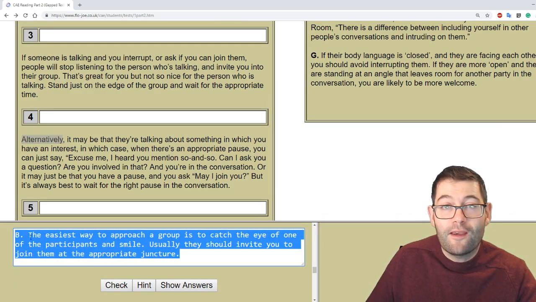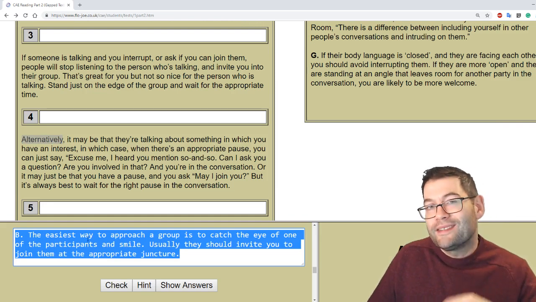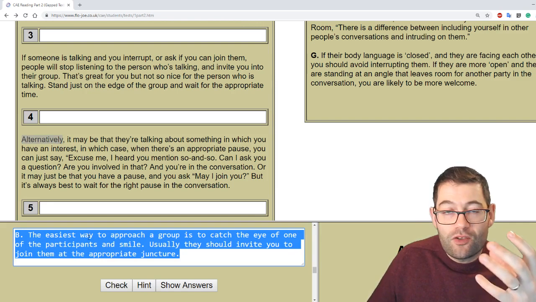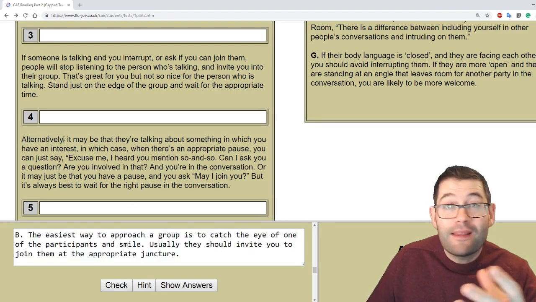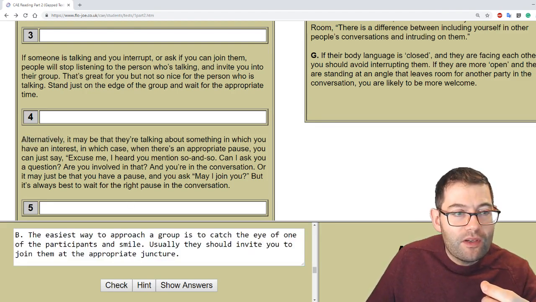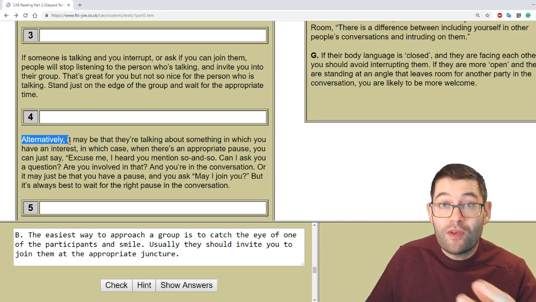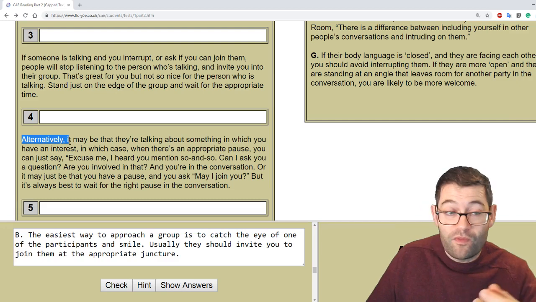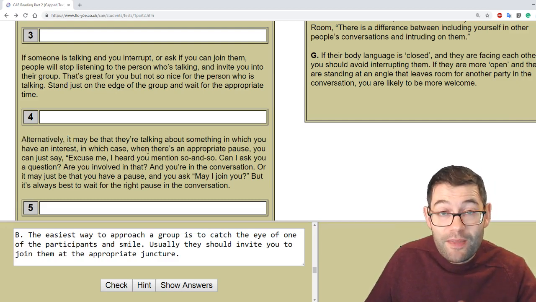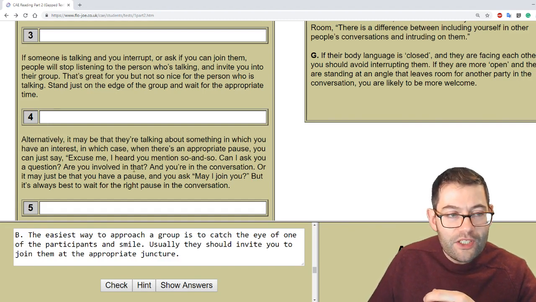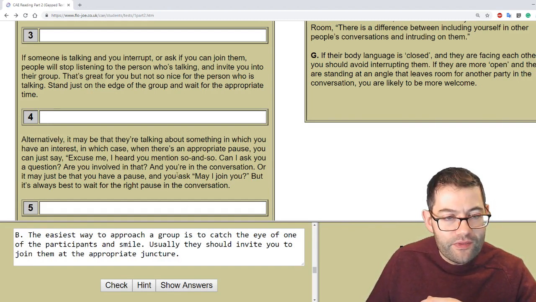So here this is giving you one way to get into a conversation which is already underway in a group. And that makes sense when you have a look at alternatively, because alternatively gives you a different way of introducing yourself into that group conversation, in where you actually make the effort yourself to get involved. So here, for question number 4, the answer is B.